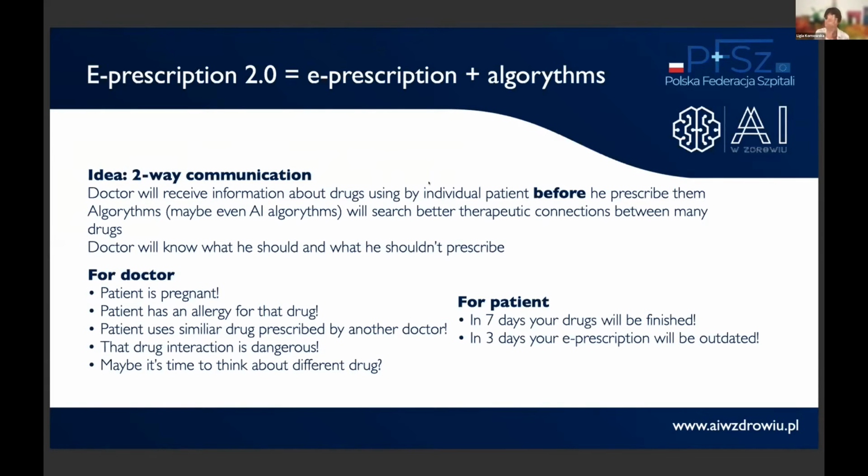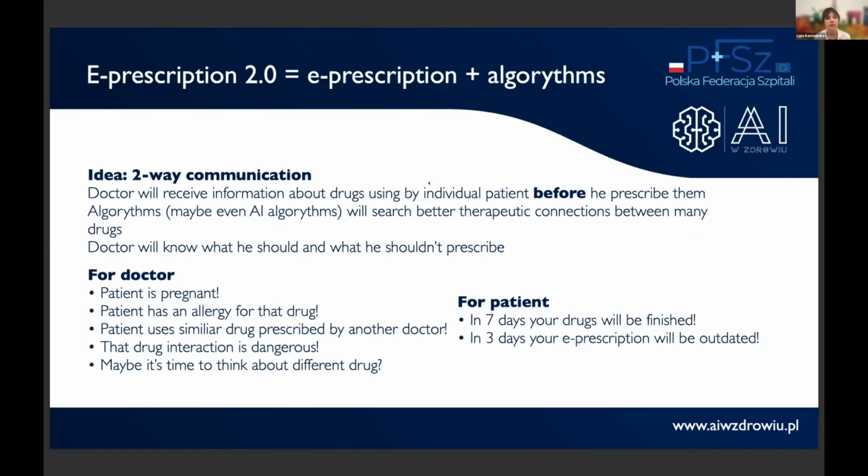So e-prescription that allows two-way communication, and that allows actually usage of algorithms. We are talking about algorithms because we don't know if it will be a really simple algorithm or an AI algorithm. We will see. It will probably be developed in some time.